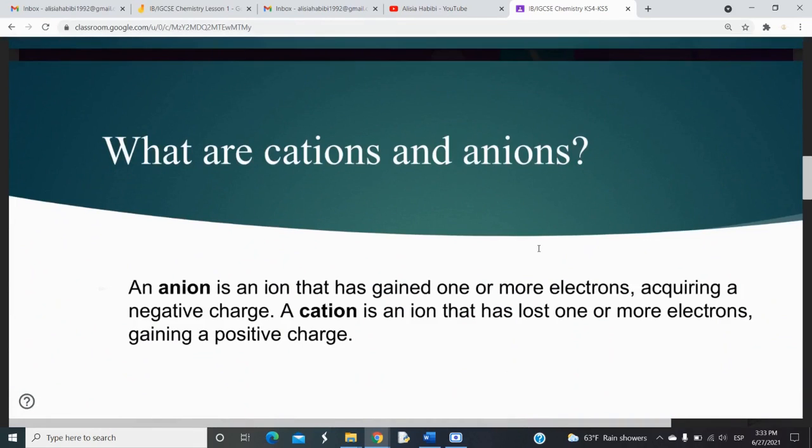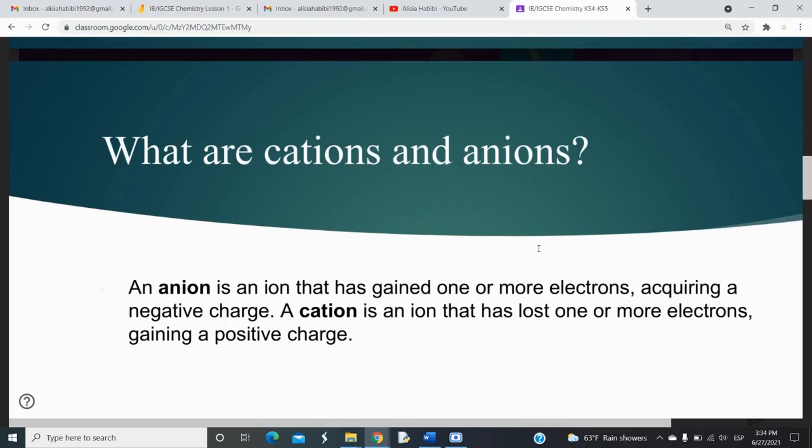Here it says, what are cations and anions? So an anion is an ion that has gained one or more electrons, and this has made it acquire a negative charge. So whenever you see a negative ionic charge on an element, that is an anion. When you see a positive charge, that will be a cation.